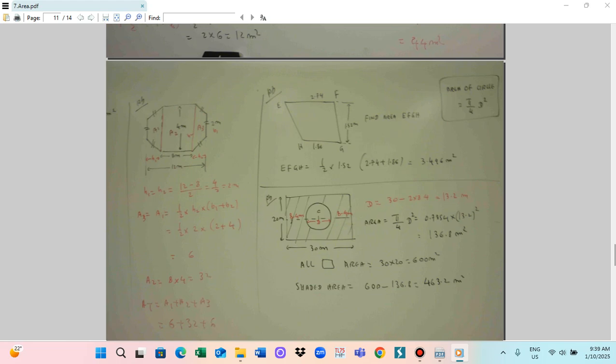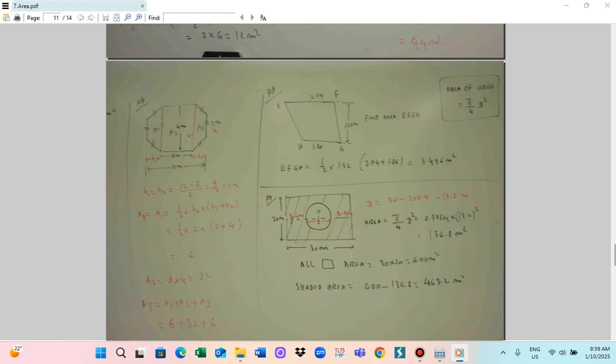The circle diameter plus 8.4 by 4 is equal to the 30 meter. So this is called the circle diameter. So D you can calculate: 30 minus 2 multiplied by 8.4. So you get 13.2. So this circle diameter is 13.2.